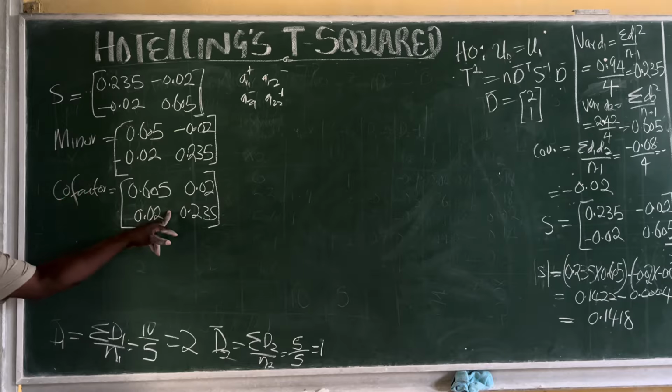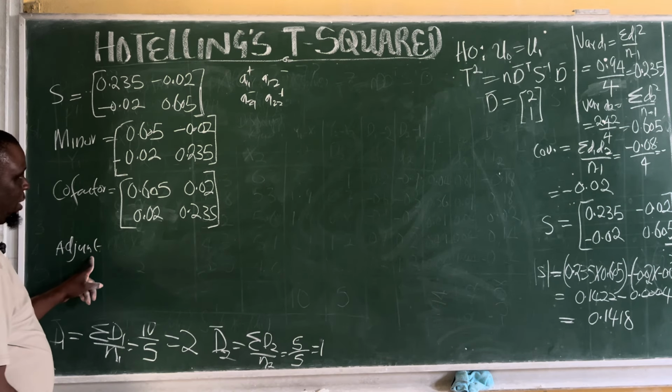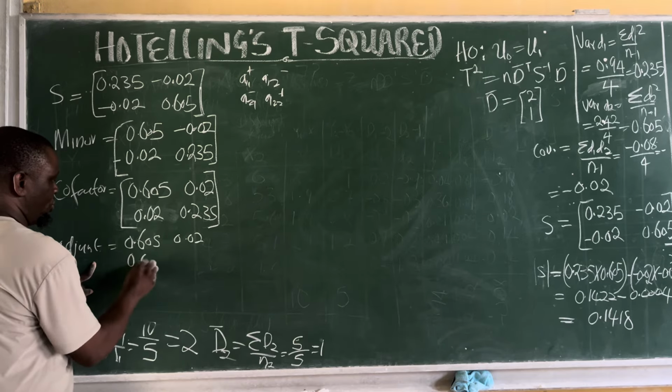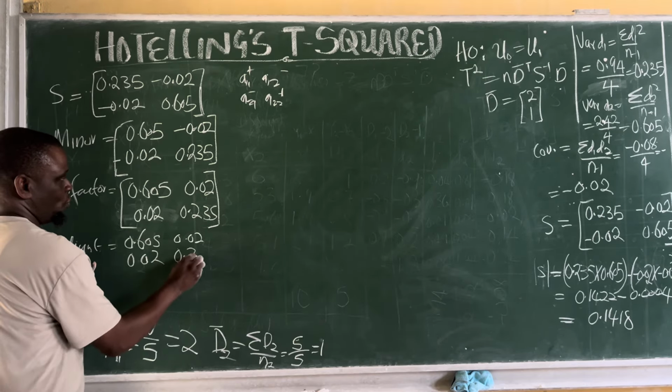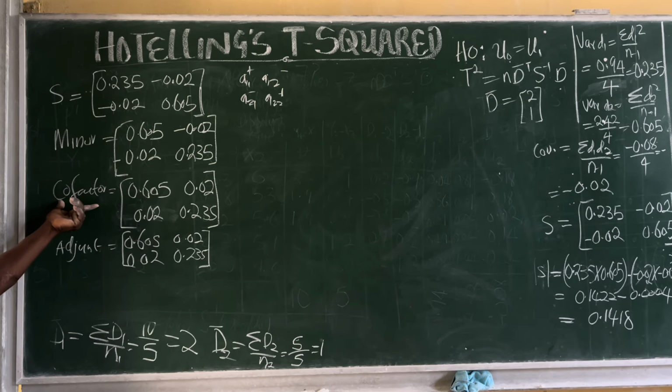Now the transpose of this cofactor will be the same thing because this is symmetric. But we can still write the adjoint. And we said adjoint is a transpose of this. And if we transpose this, it will be this value. That is the row becoming the column. But it remains the same thing. So, let's just write that our adjoint is equal to 0.605, 0.02, 0.02, and then 0.235. That's our adjoint.